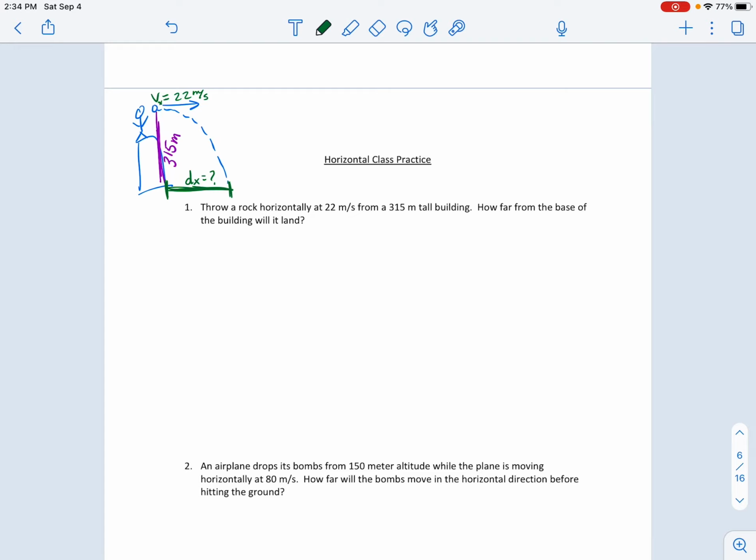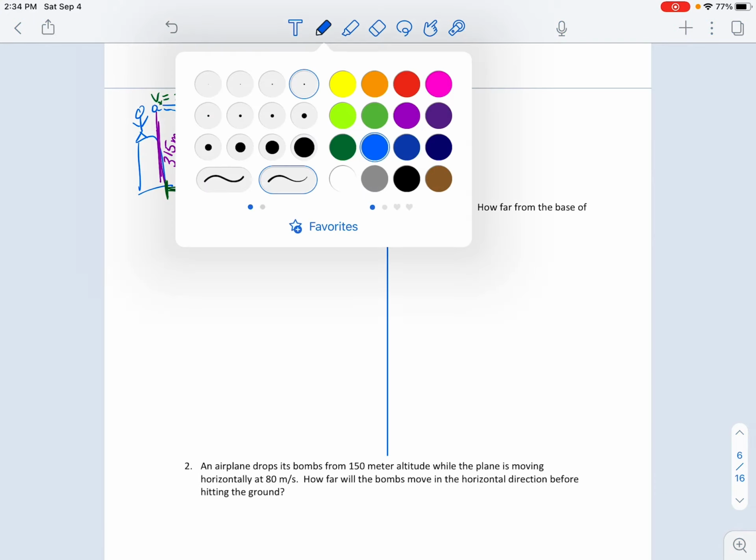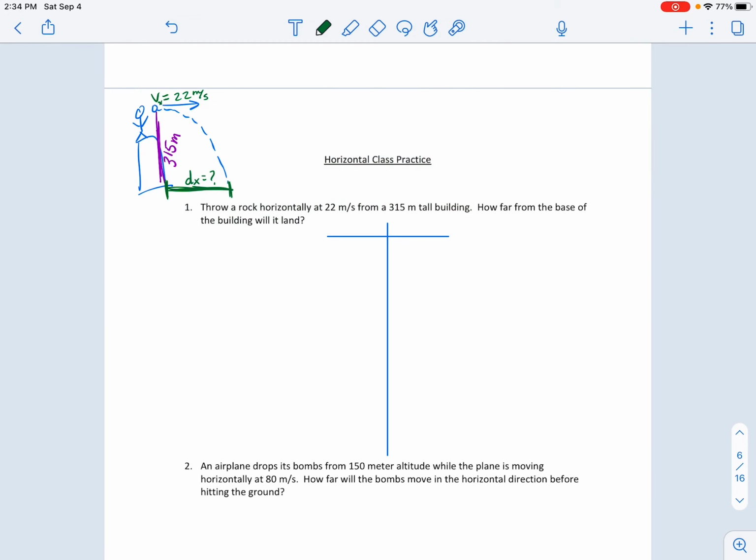What I'm going to do now is create a little table. I like to put my table in the middle of the paper because it basically helps me to divide my paper into two parts. And I personally like to put only horizontal information on the left-hand side, and I put only vertical information on the right-hand side.